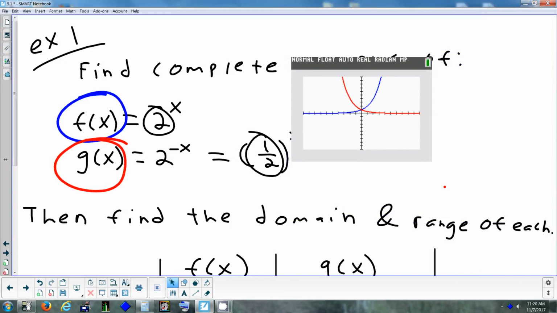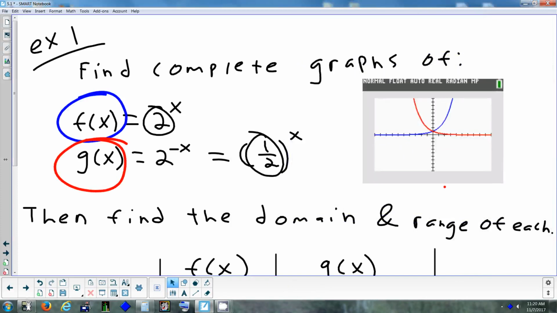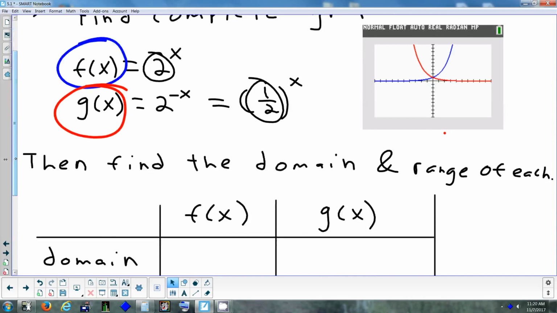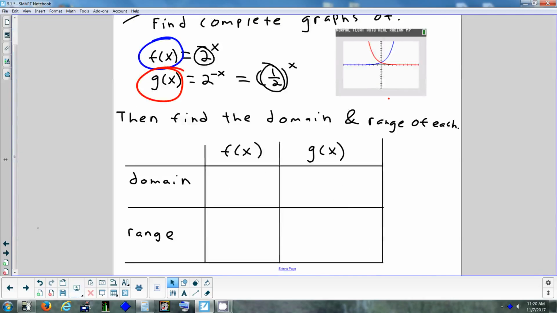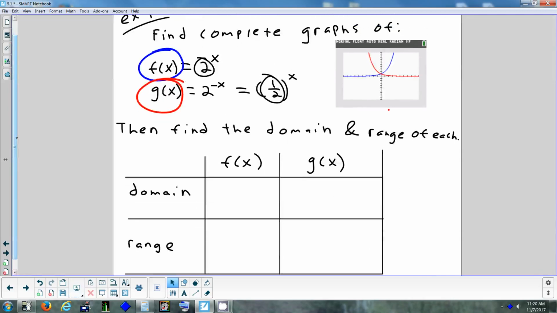Does anybody notice those two graphs? If you kind of look at them, what do they look like, if you think of transformations of each other? Yeah, the blue and red one are reflections over the y-axis, and I'll prove that in a little bit. It's very simple to show that they are reflections. So, what I want to do is, looking at those graphs, find the domain and range of each.